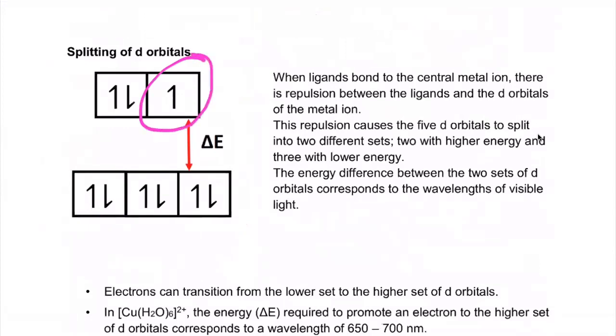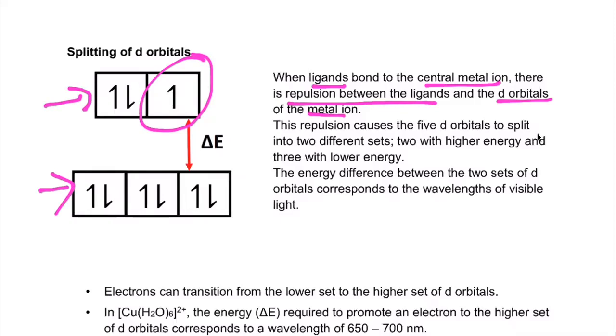So what happens is when the ligands bond to that copper ion to make the complex ion, there's some repulsion between the ligands and the d orbitals. And so that repulsion, the ligands with their negative electron pair, is repelling the electrons in these d orbitals, and it causes the 5 d orbitals to split. And so what happens is you get 2 up here that have higher energy, and then 3 down here that are lower energy. And that's what it's summarizing here on the right side.